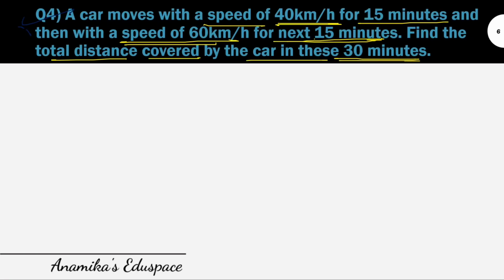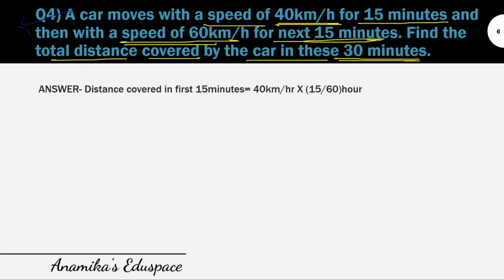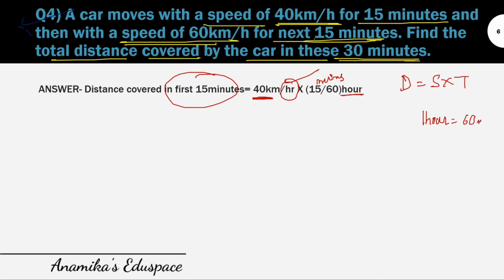So let's begin. Answer. Distance covered in the first 15 minutes would be, what is the distance covered? We already studied distance equals speed into time. So what is the speed given? 40 kilometers per hour. And what is the time given? 15 minutes. As the speed is in hours, we will also convert the 15 minutes into hours. Okay. So 1 hour equals 60 minutes.